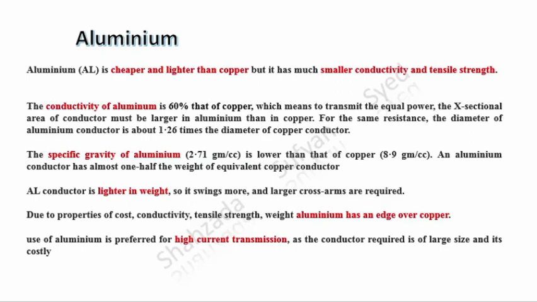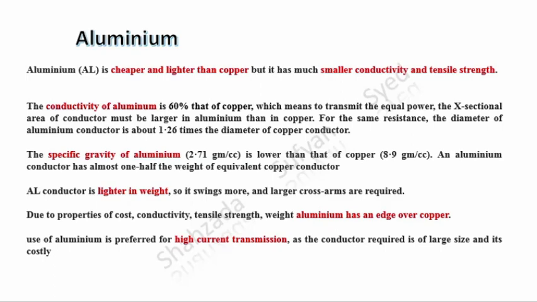Next we have the specific gravity of aluminium, which is lower than that of copper. Aluminium conductor has almost one half of the weight as compared to the copper conductor. It means that if you have a length of conductor of aluminium as well as copper and the lengths are equal, then the aluminium will have less weight as compared to copper.